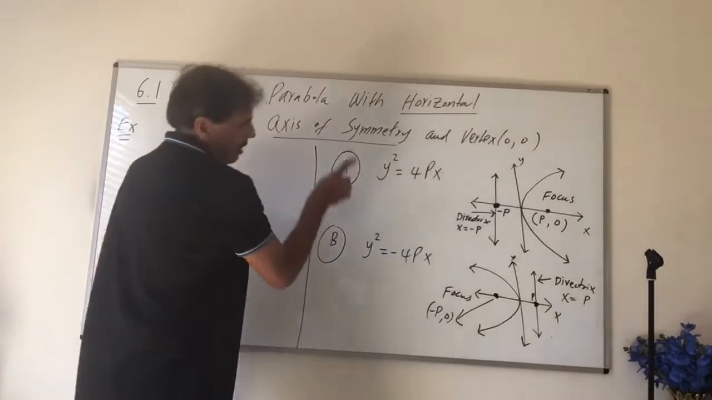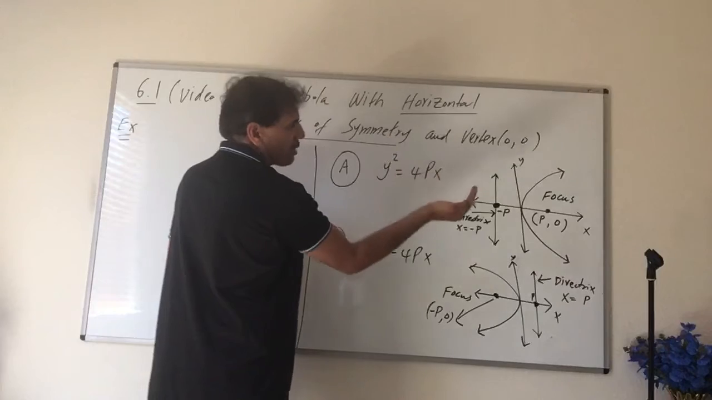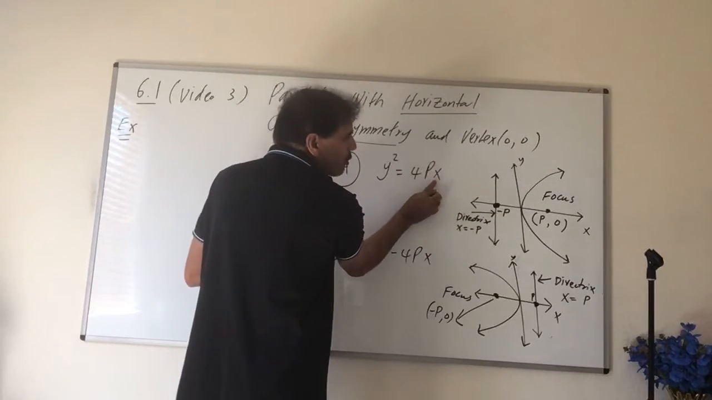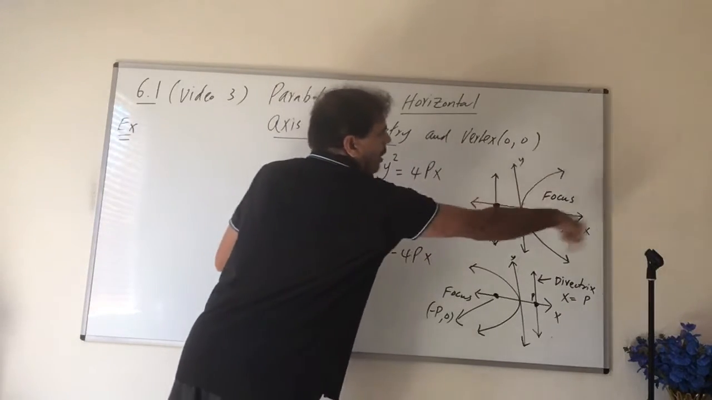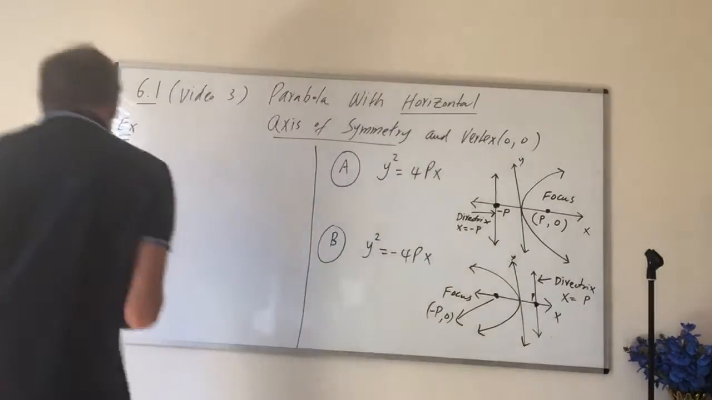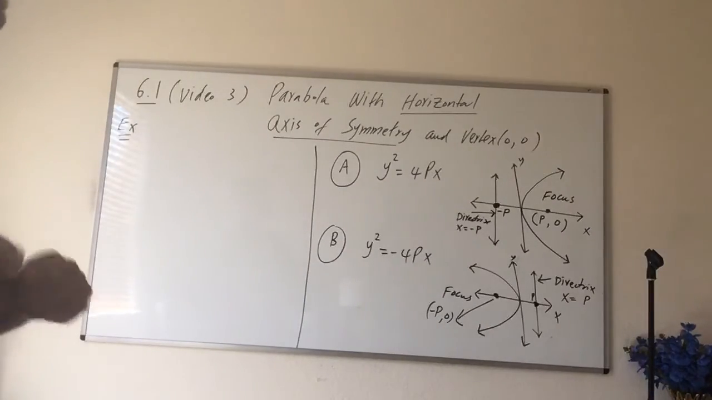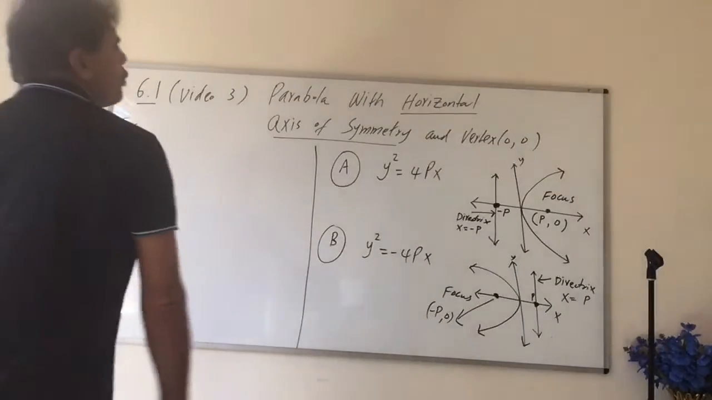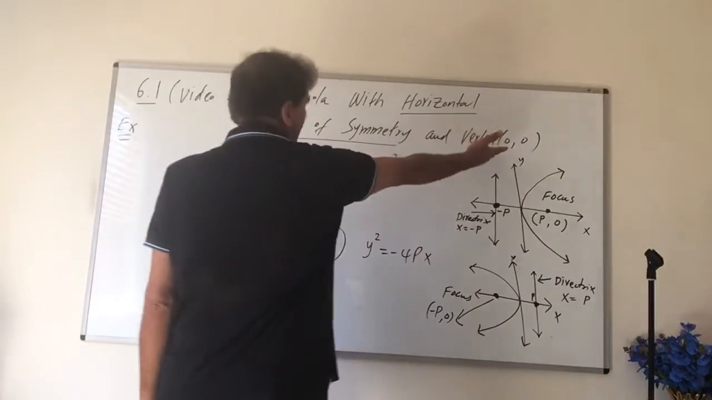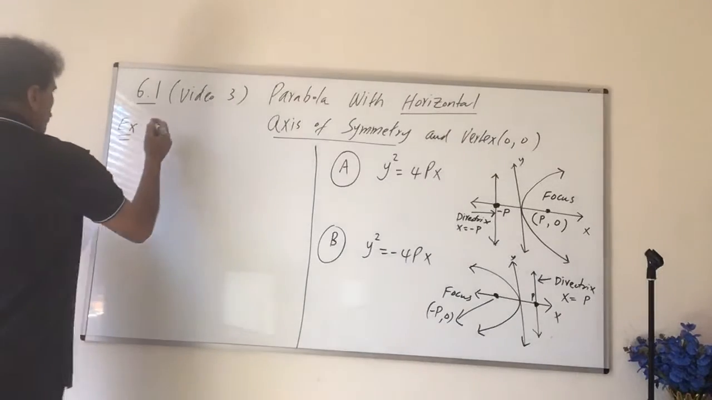So keep in mind, if it's y squared, it opens sideways. If it's x squared, as in the last video, it opens upward or downward. So follow this: x along the x-axis, y along the y-axis. Okay, so let's do some examples. We're going to find the focus, the vertex, and the axis of symmetry. We know in this case y equals 0 is the axis, so the other two parts are the same.